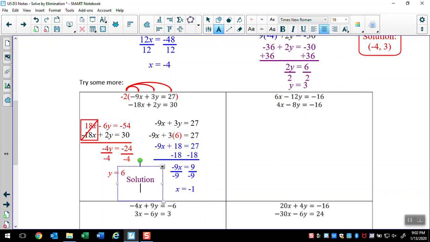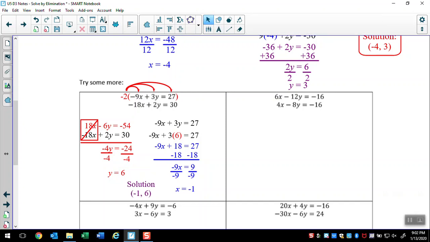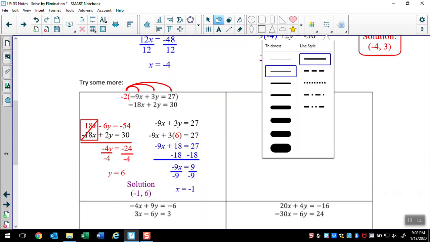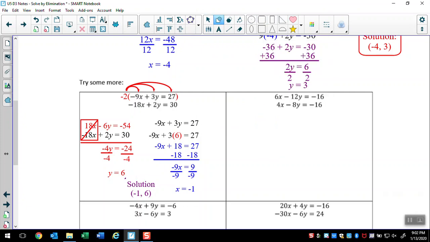So my solution will be negative 1, comma 6. And I'm just going to put a box around the answer just to separate it out from everything else. Okay.